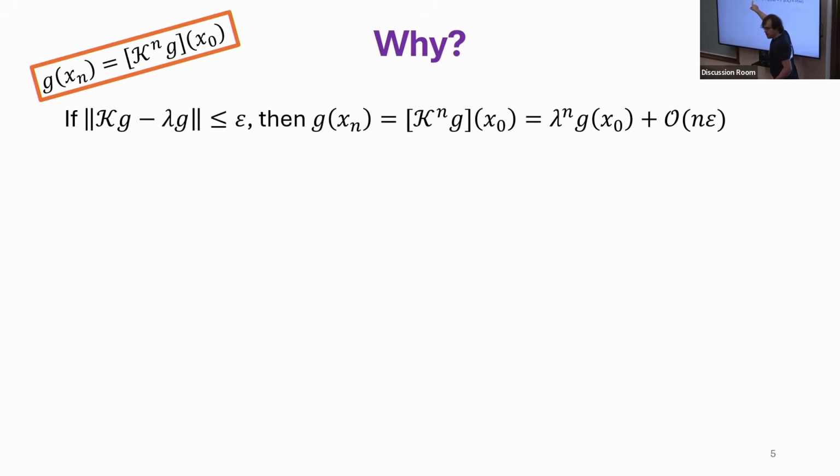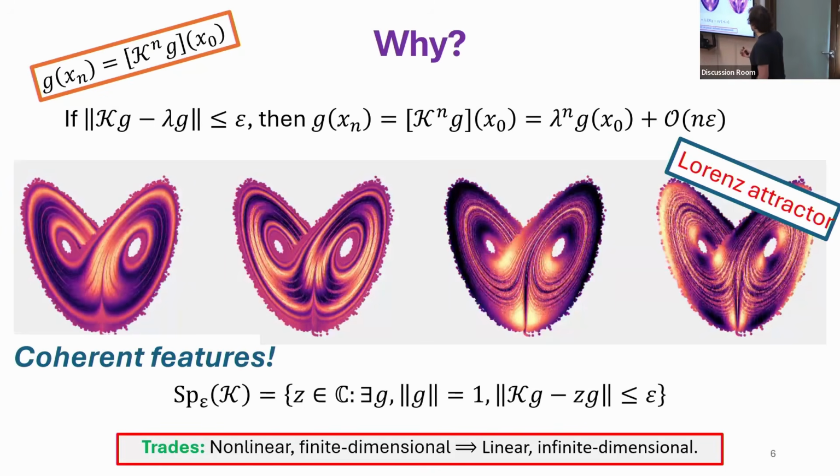if you observe this observable n time steps in the future, this is the same thing as applying multiplication of the almost eigenvalue n times plus some remainder. So in this remainder there are two things to note. As n gets larger, it gets larger. As epsilon gets smaller, it gets smaller. So if we can find a good candidate here with small epsilon, we can get what I call coherent features.